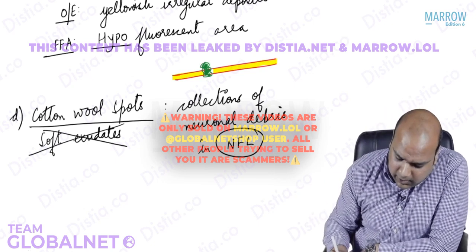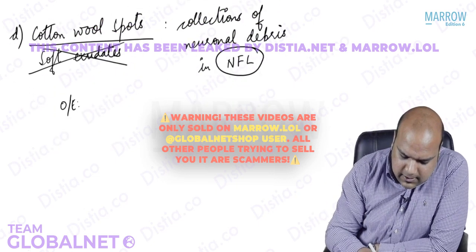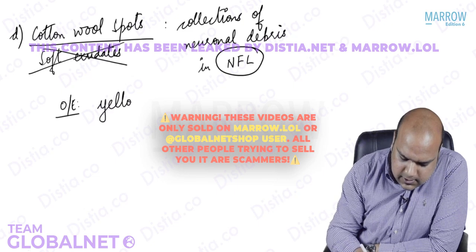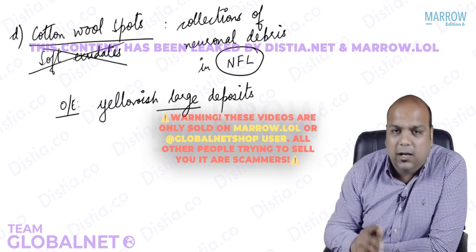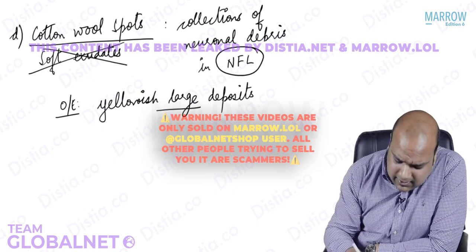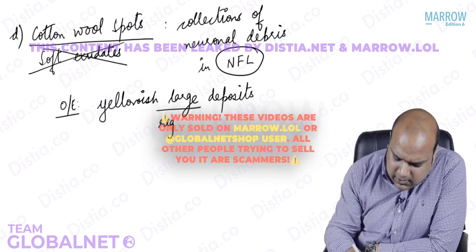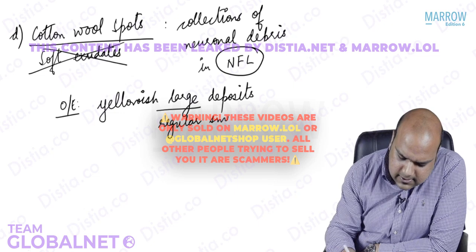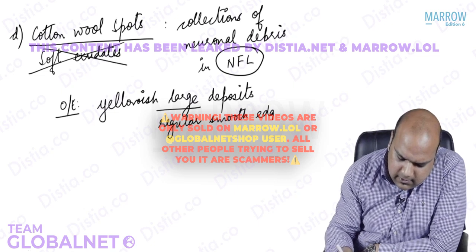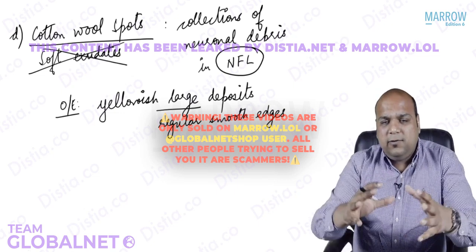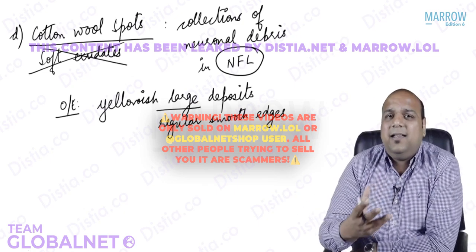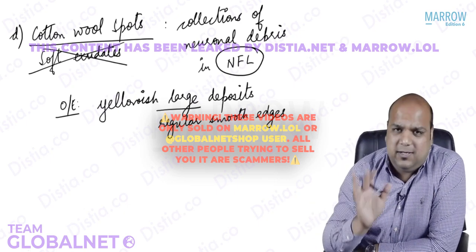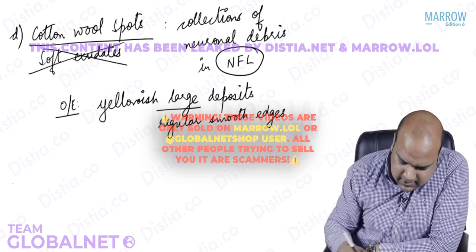How are we able to see that? So on examination, yellowish, large deposits. Okay, large yellowish deposits, and they have regular smooth edges, like a bundle of cotton. Yes or no? If you take out cotton, there is a bundle of cotton. It is large, it is light in color, and it is almost circular or regular edges. Okay, now let us see some images.